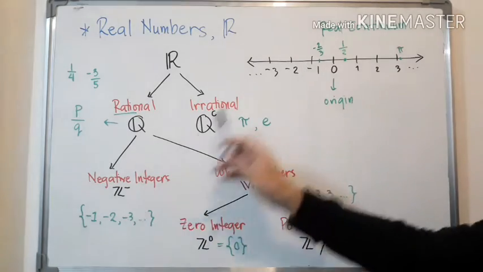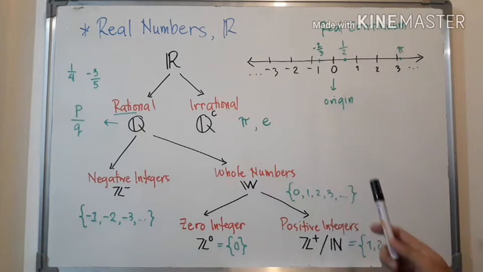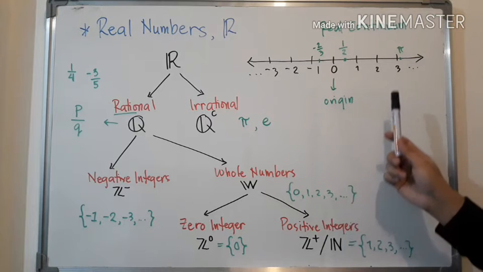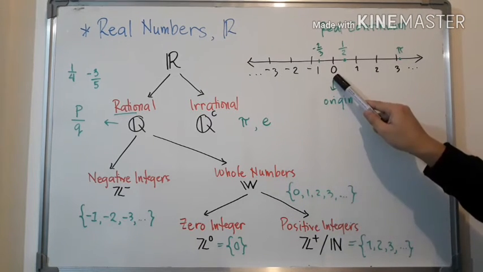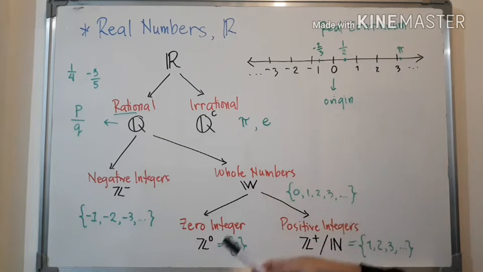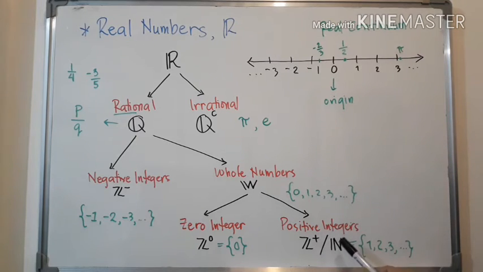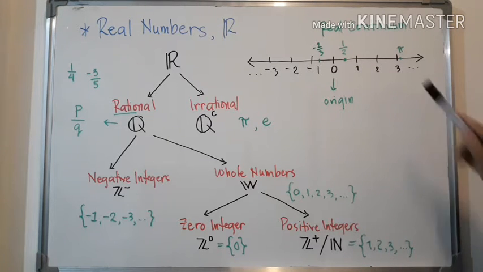So negative integers are these real numbers on the left of the origin point 0. And whole numbers are the real numbers except negative integers. So 0 is an element of the whole numbers. 1, 2, and 3 are also elements of the whole numbers. So zero integer is the origin, and the positive integers, the natural numbers or the counting numbers, we have 1, 2, and 3.